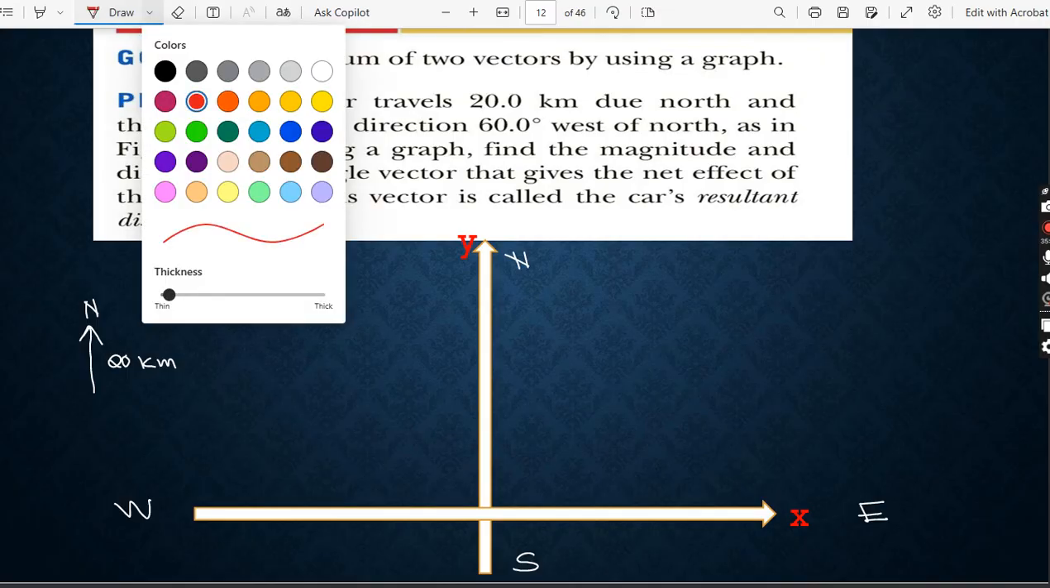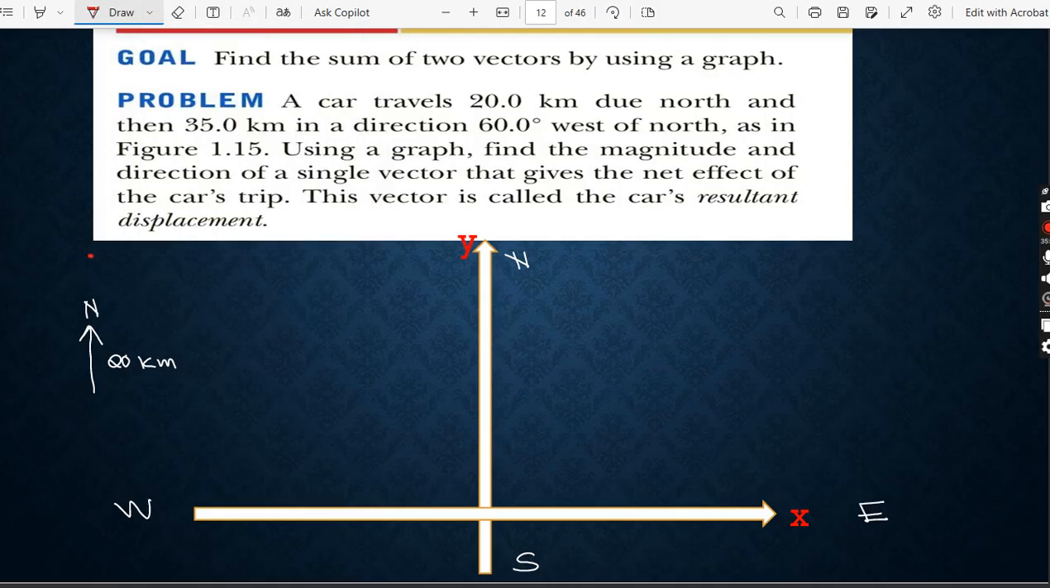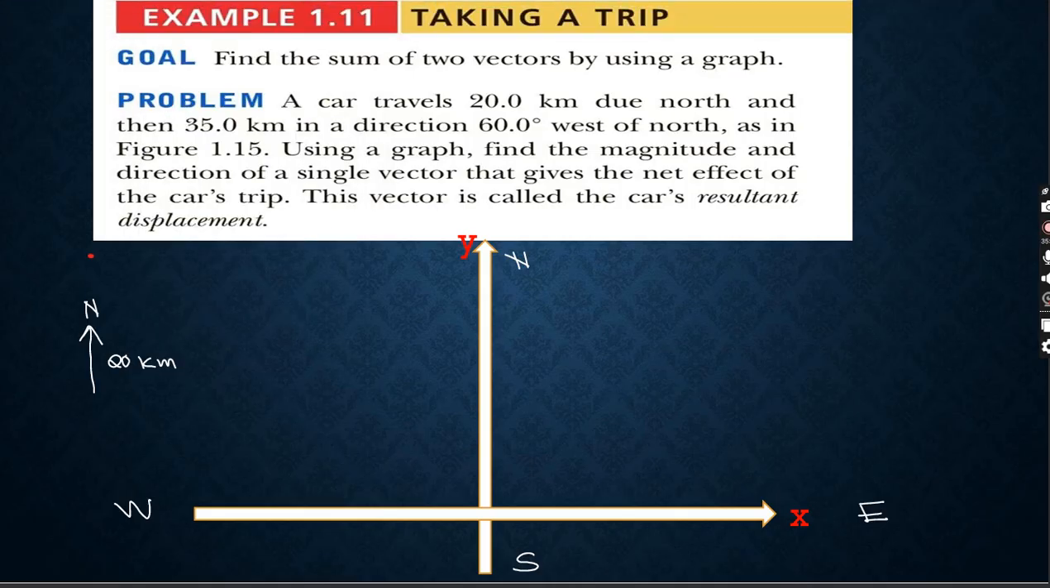Let me read the question first, then I'll show you how to go about it. So, a car travels 20 kilometers due north and then 35 kilometers in a direction 60 degrees west of north, as in figure 1.15. I removed the figure. I'm going to show you the figure. I want to show you how to find this.